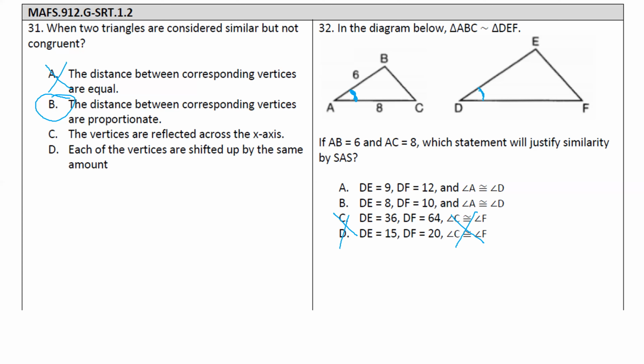So now we know that we're looking at A and B. As far as the sides go, which one of these would give us the same scale factor? So if I had 9 here and 12 here, 9 over 6 reduces to 3 over 2. 12 over 8 reduces to 3 over 2. We have the same scale factor on both of those. So A must be our answer. If it didn't work, then I'd try B.